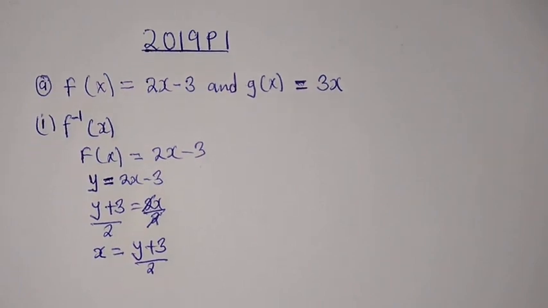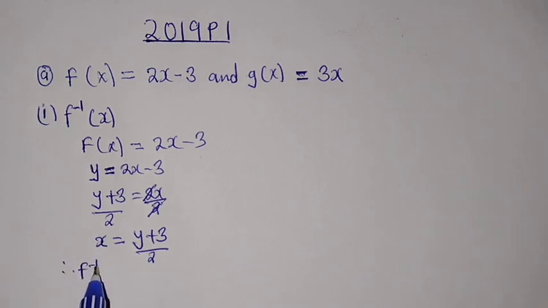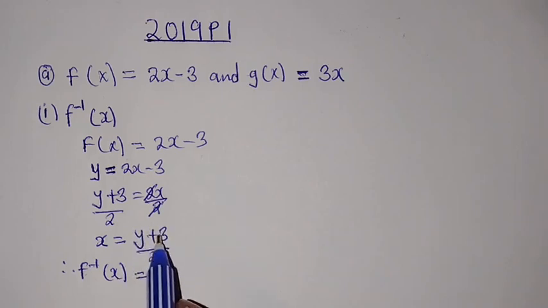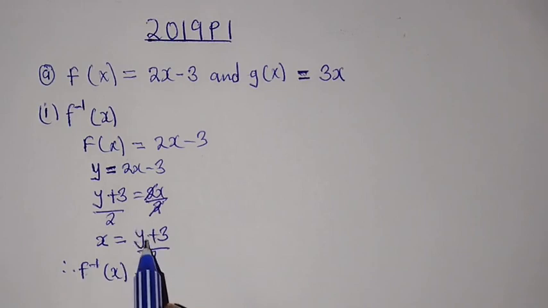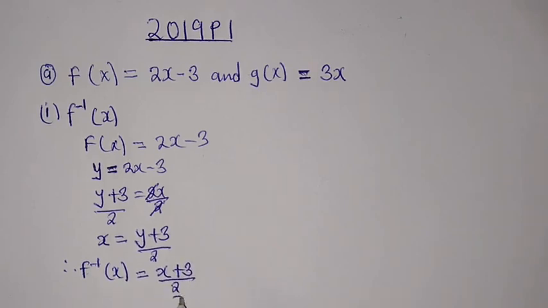Okay, so after getting this, we are now going to say, therefore, function inverse of x is equal to, so since we are saying function inverse of x, on this expression right here, where we have y plus 3 over 2, right here where there is y, we are going to substitute x. So we get (x plus 3) over 2. So this is our function inverse.